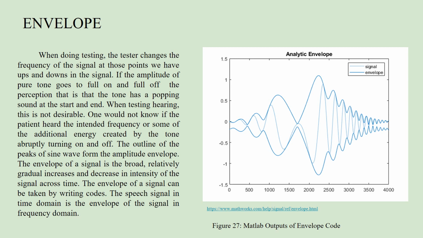The outline of the peaks of a sine waveform forms the amplitude envelope. The envelope of a signal is the broad, relatively gradual increases and decreases in intensity of the signal across time. The envelope of a signal can be taken by writing code. The speech signal in the time domain is the envelope of the signal in the frequency domain. And as you can see in figure 27, the outline of the peaks of this wave forms the amplitude envelope of the signal.